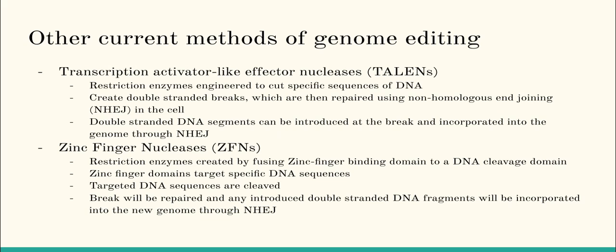end joining as well. A final method for genome manipulation is done with the use of zinc finger nucleases, or ZFNs. This method uses restriction enzymes as well, which are created by fusing specific zinc finger binding domains to a DNA cleavage domain. These zinc finger binding domains target specific DNA sequences, which are then cleaved and repaired using non-homologous end joining in the cell. As with transcription activator-like effector nucleases, any double-stranded DNA fragments introduced in the cell with these zinc finger nucleases will be incorporated as insertions into the genome.